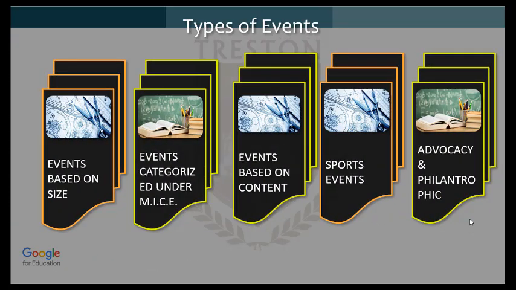Now, here on this slide are types of events. You can see five types of events. So there are events based on size, events categorized under MICE, events based on content. There are also sporting events or sports events, and events that have an advocacy and philanthropy.